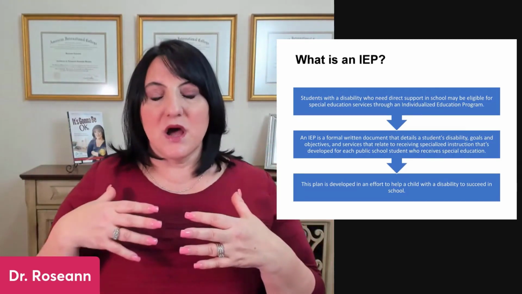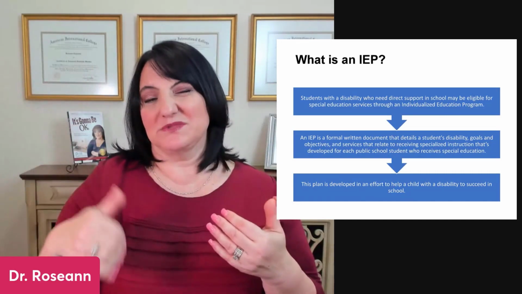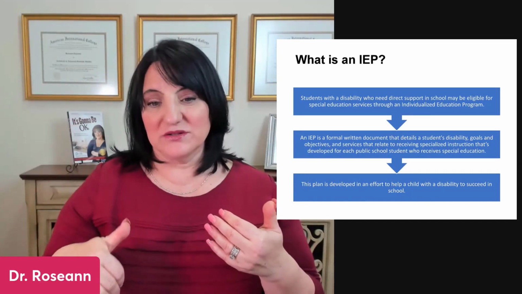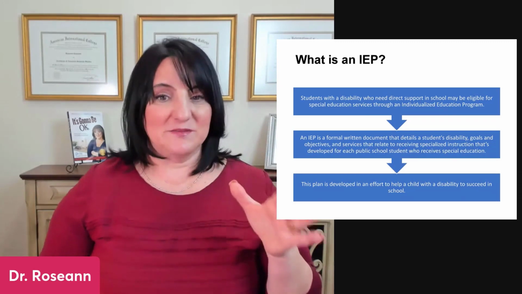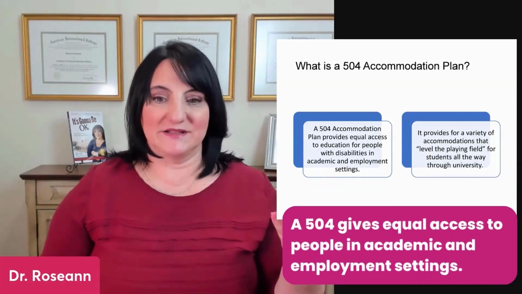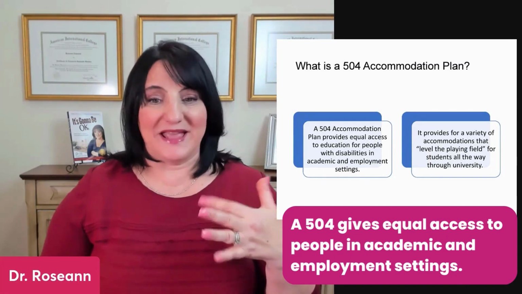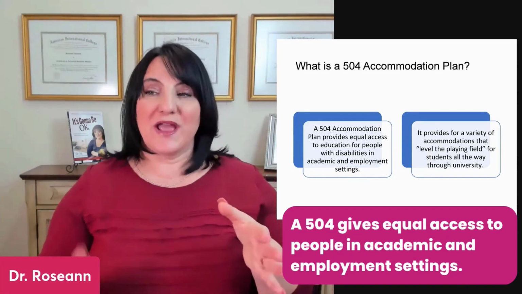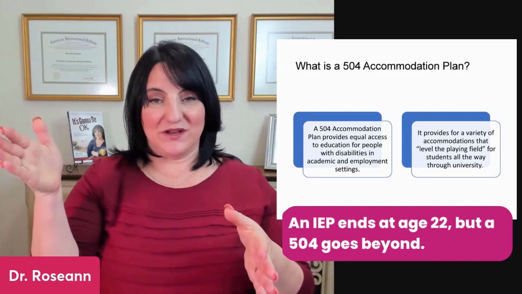School districts, just because they present something to you doesn't mean it is the best thing for your child. But that document is really important. So a 504 gives equal access to people, right, in academic and employment settings. So an IEP ends at age 22.